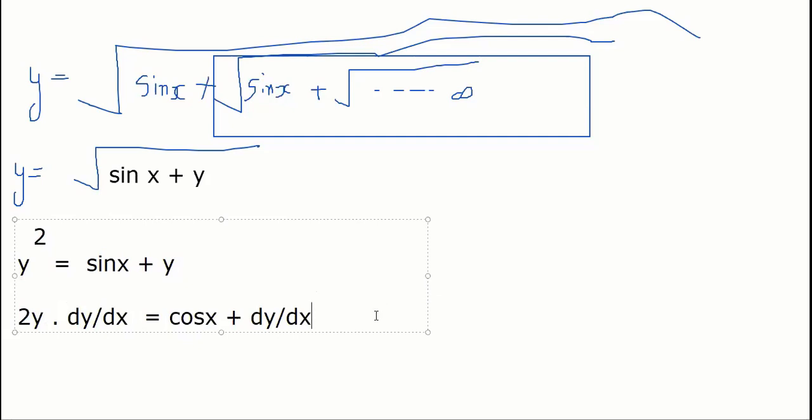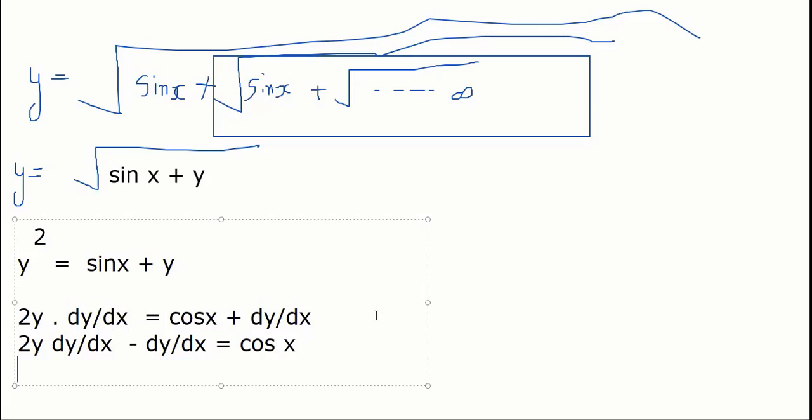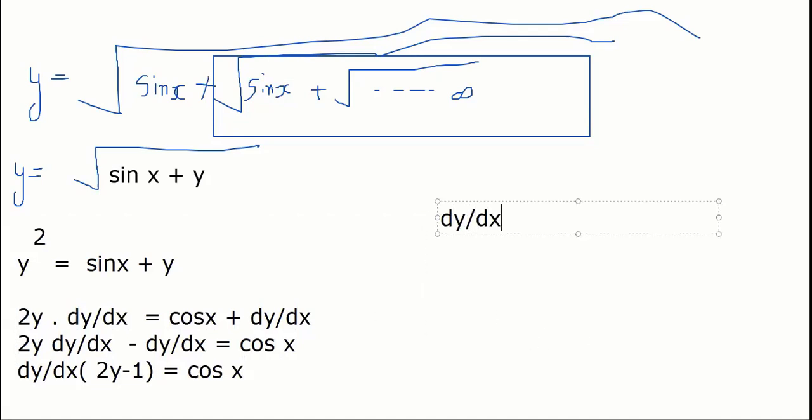अब क्या करने वाले हैं उषा? सर dy by dx को लेफ्ट में ले लेते हैं. So 2y dy by dx minus dy by dx equal to cos x. अब dy by dx कॉमन ले लें. तो क्या बच गया? 2y minus 1 equals to cos x. ये तो एकदम सिंपल सा हो गया. तो फाइनली dy by dx क्या आ रहा है? cos x by 2y minus 1.